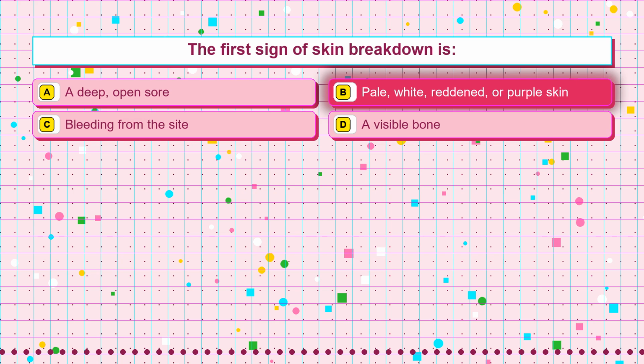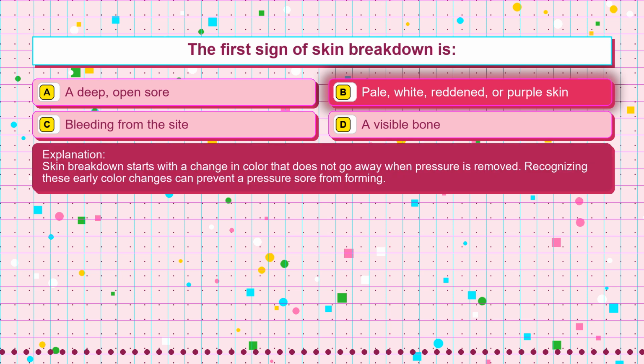The correct answer is option B. Pale, white, reddened, or purple skin. Skin breakdown starts with a change in color that does not go away when pressure is removed. Recognizing these early color changes can prevent a pressure sore from forming.